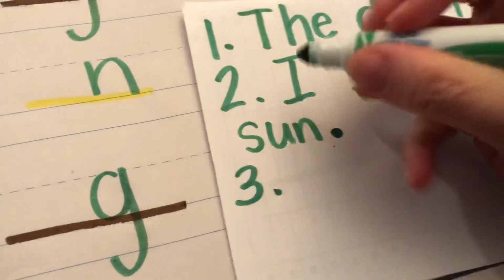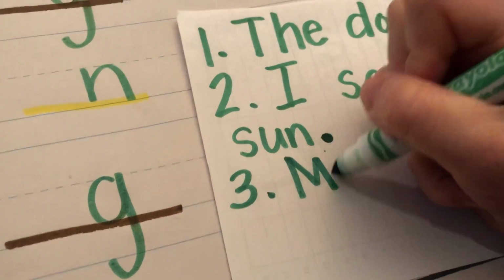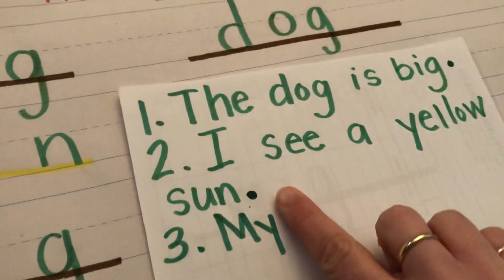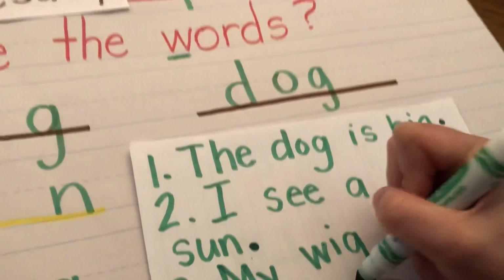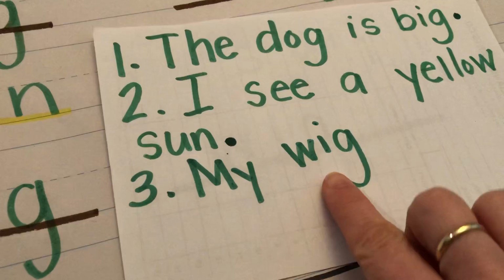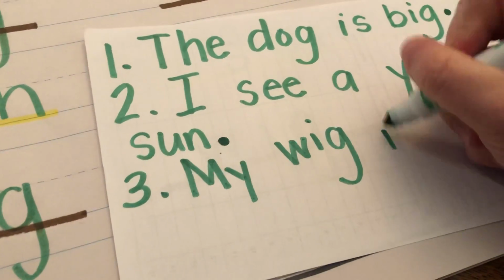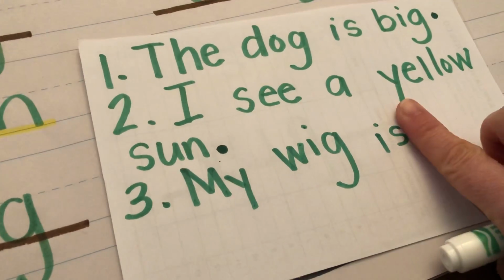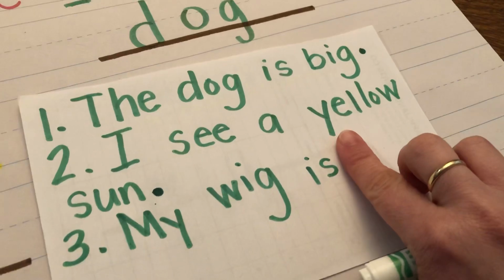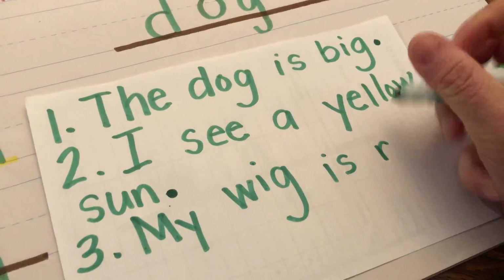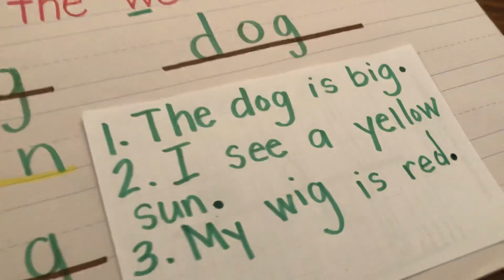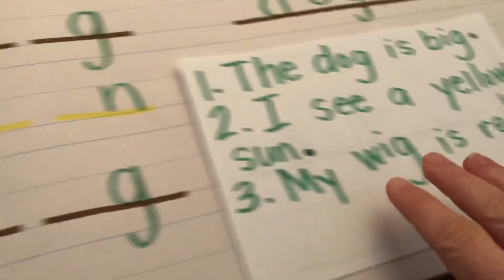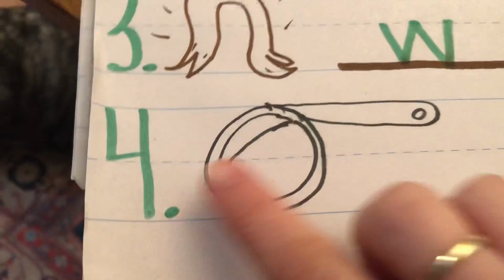So my, starting with a capital letter, my, 1-finger space, wig. Oops, not very straight. My wig is. And the color word red is pretty easy to sound out. I'm telling you that my wig is red. All right, and the last one today is number 4.